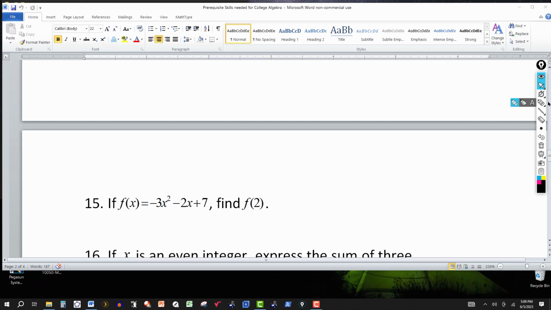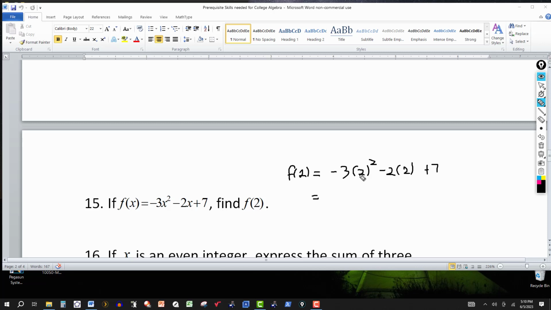Okay, the next one, 15. We're evaluating the function f of x. We want to find f of 2. All this means f of 2 is what is the value of this expression if you replace the x by 2. So I write it f of 2, where you have an x, put a 2. So I'm going to put it in parentheses just to be clear. That's the x. And then it's squared. Minus 2, have another x, put a 2. And then it's plus 7.